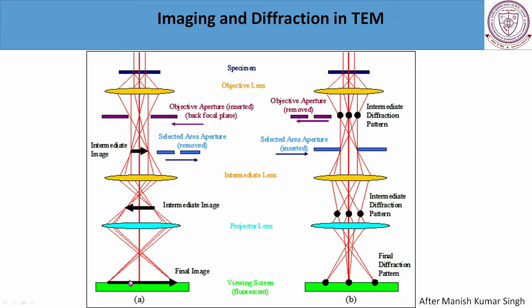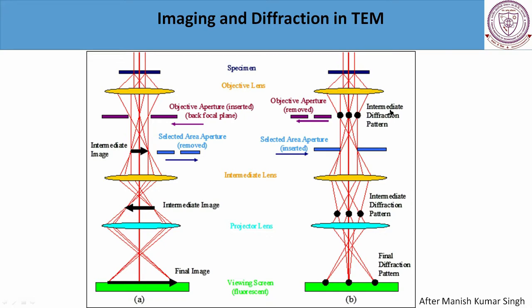So look at the configuration. The condenser lens is there and the collimated beam is coming. This is the specimen, shown in this color. Then there are objective lenses. Then you have the objective aperture. If you insert the objective aperture, then you are going in the image mode.